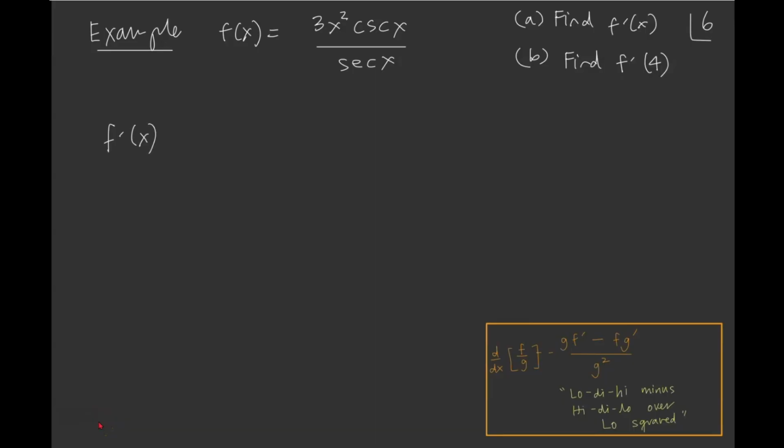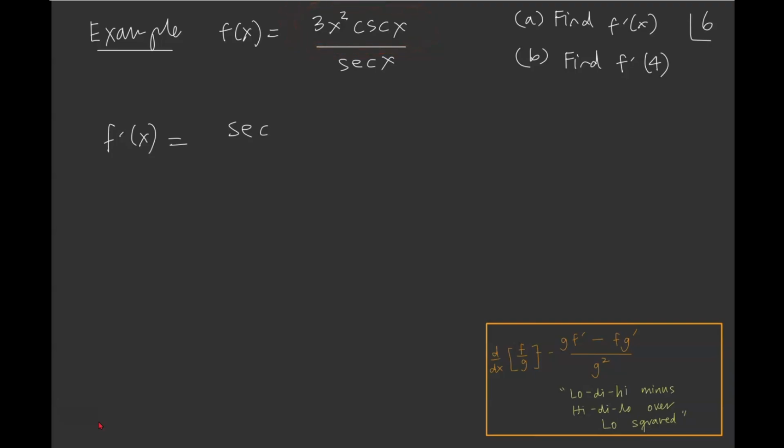So f prime of x is, we're going to follow the quotient rule here, and we start by saying low d high. So low part of the quotient is just secant x. So that will be low, secant x, times the derivative of the high. Okay, so already we're slammed with the derivative of this, which will involve a product rule.